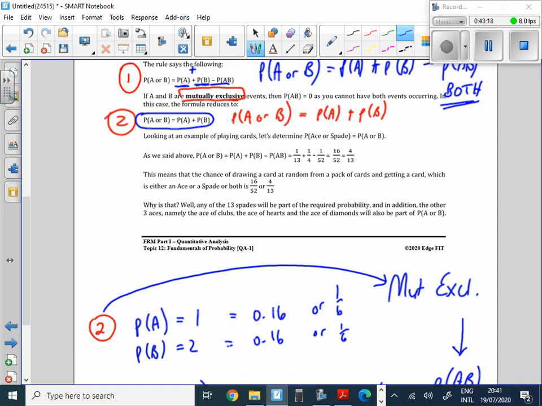We look at an example of playing cards. The probability of A and B. A is going to be getting an ace, and B is getting a spade. And what would I say? If I now have to say to you guys, what's the probability of A or B? In other words, what's the probability of getting an ace or a spade?